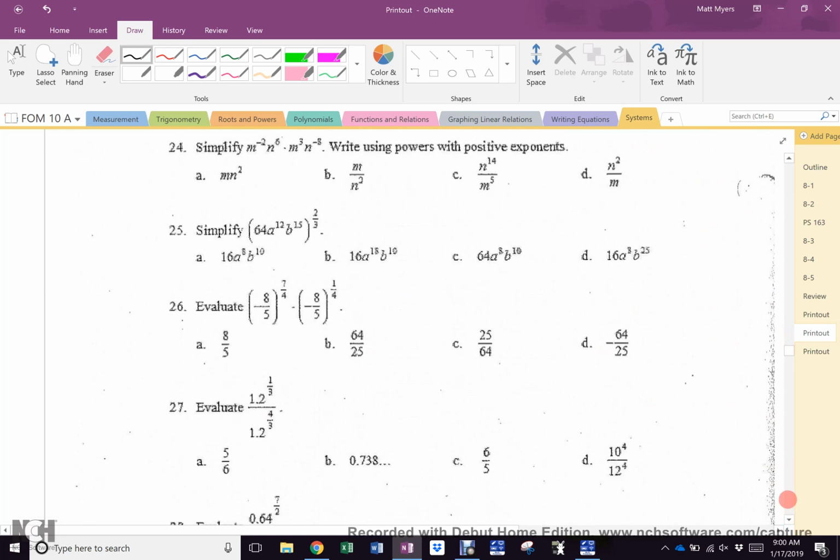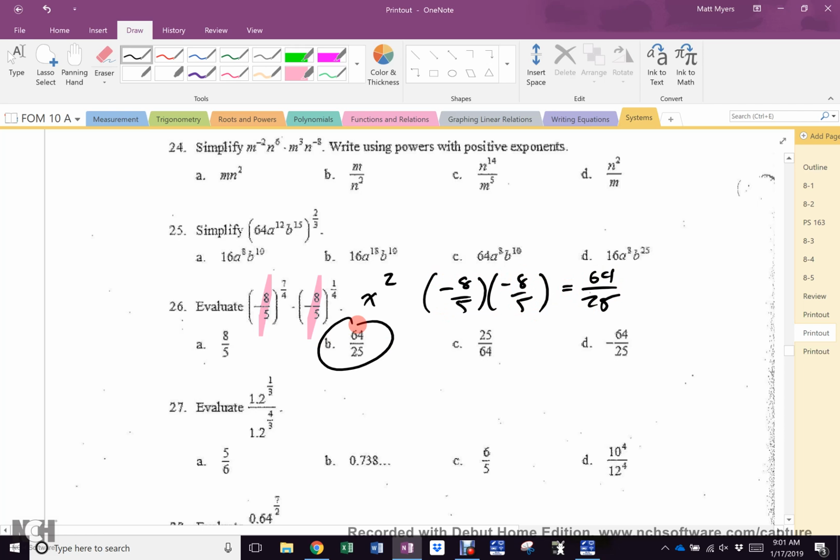Anything from 24 to 27. 26 looks scary, but of course it isn't, because what do you notice about that and that? They're the same base. So we start with x. What's 7/4 plus 1/4? 8/4, which is squared, isn't it? So that is negative 8/5 times negative 8/5. What's negative 8 times negative 8? 64. What's 5 times 5? 25. Done. Don't be scared by what they look like. Do math.